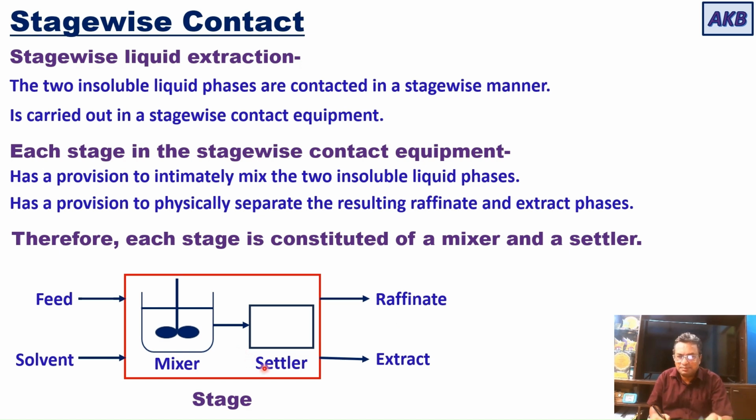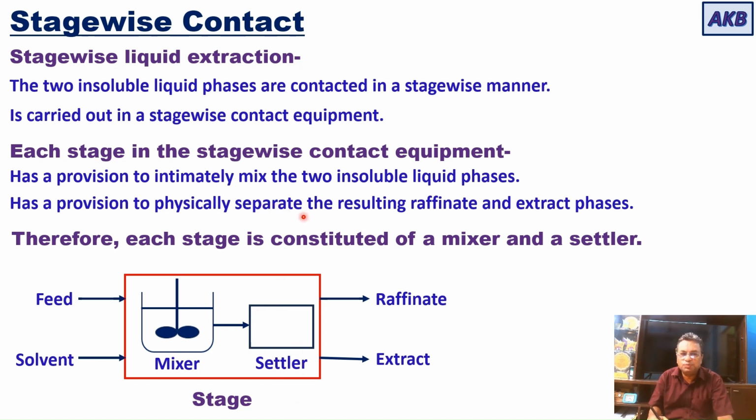We must understand that stage-wise liquid extraction is carried out in stage-wise contact equipment. Each stage should have a provision to intimately mix the two insoluble phases, and also a provision to physically separate the resulting raffinate and extract phases. This can be easily understood with the help of this schematic diagram. A combination of mixer and settler forms one stage in the stage-wise contact equipment used for carrying out stage-wise liquid extraction.